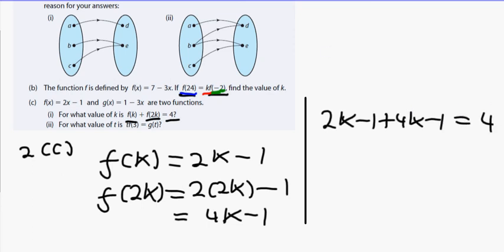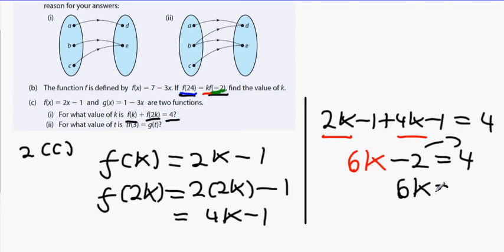How many k's do we have? 6k. What number do we have beside the 6k? Minus 2. Bring the minus 2 over the other side, we get 6k equals 4 plus 2, which is 6. Then k equals 6 over 6, which is 1. How many people got that one now? Okay, good for you.